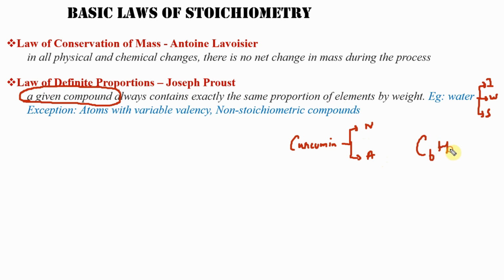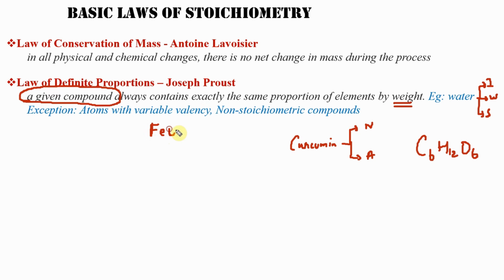Let's say this one, or glucose, doesn't matter where you get the glucose from, this is the ratio, mole ratio. Mole ratio is same, then the mass ratio is same. This is law of definite proportion. Understand, this is not okay with compounds that can have variable valency.